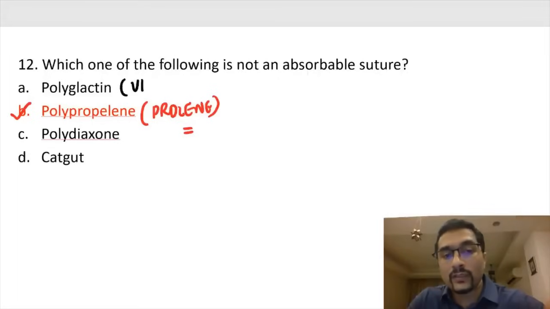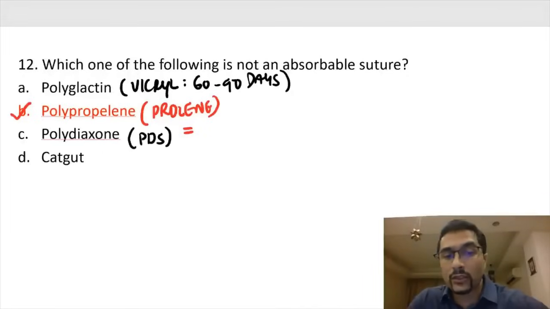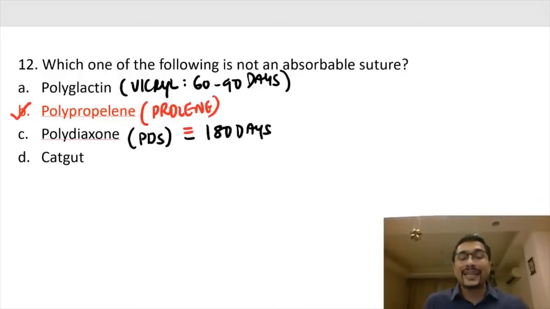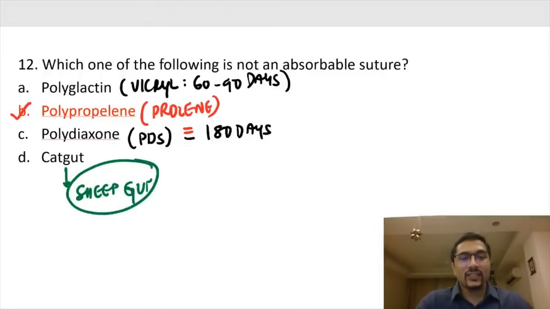Polyglactin, you know, is known as Vicryl, and this Vicryl dissolves in 60 to 90 days. This has also been asked in your exam. Polydioxone is PDS. It is also an absorbable suture, but this has double the absorption time as Vicryl, 180 days. And catgut and chromic catgut are also absorbable sutures. Another question which has been asked, catgut is derived not from the gut of a cat, but from sheep gut. Right, so not cat gut, it is actually from sheep gut.